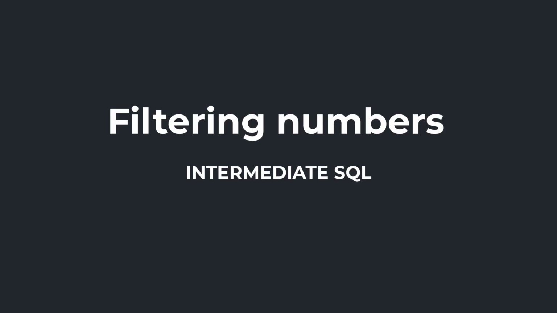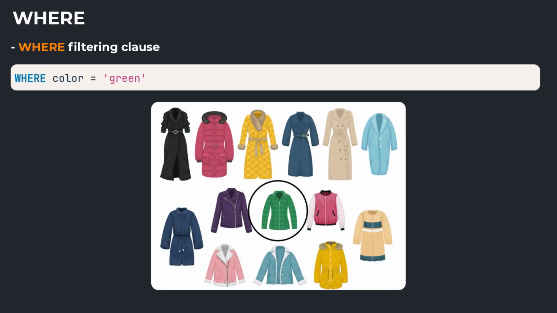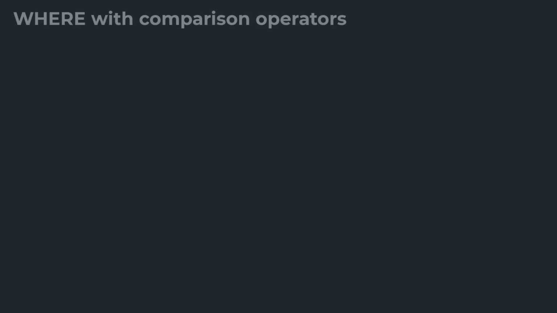Now that we've mastered selecting and counting data from a database, we'll add to our repertoire by learning about filtering. To filter, we need to use a new clause called WHERE, which allows us to focus on only the data relevant to our business questions. Going back to our coat analogy, we may want to select a coat from the closet where the color is green. The WHERE clause can help us with that. We will focus on filtering numbers in this lesson.